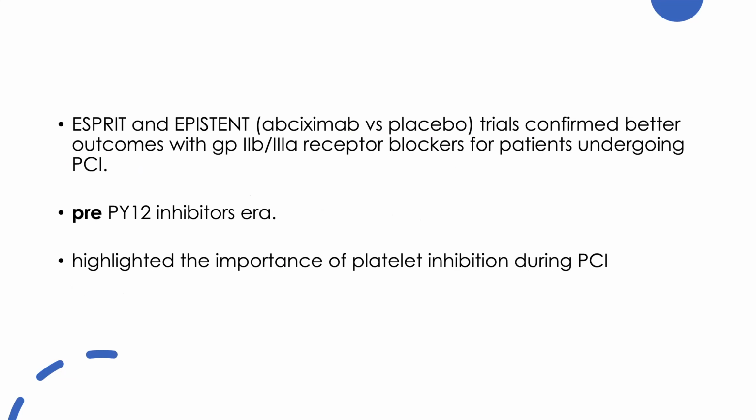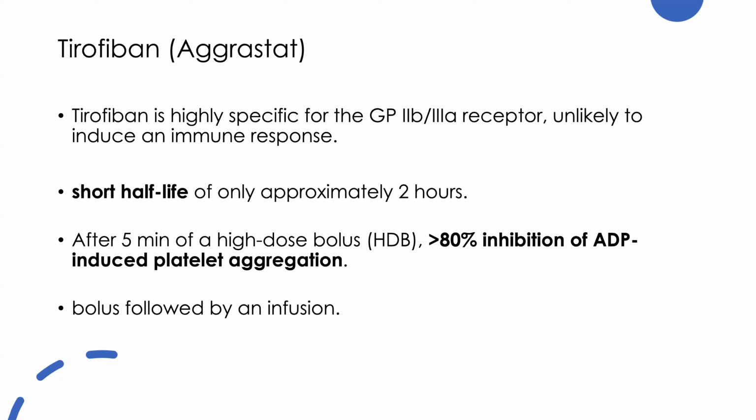But again, this is prior to Plavix and all these newer agents. So then I want to touch base briefly on tirofiban. Okay, so tirofiban is highly specific, unlikely to induce an immune response, just like eptifibatide, and has a short half-life, just like eptifibatide as well. You achieve great inhibition of ADP-induced platelet aggregation. It is not a double bolus, it's a bolus followed by an infusion.